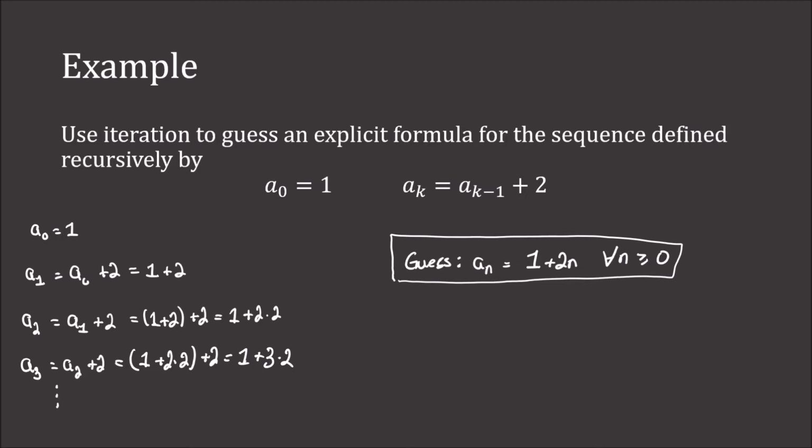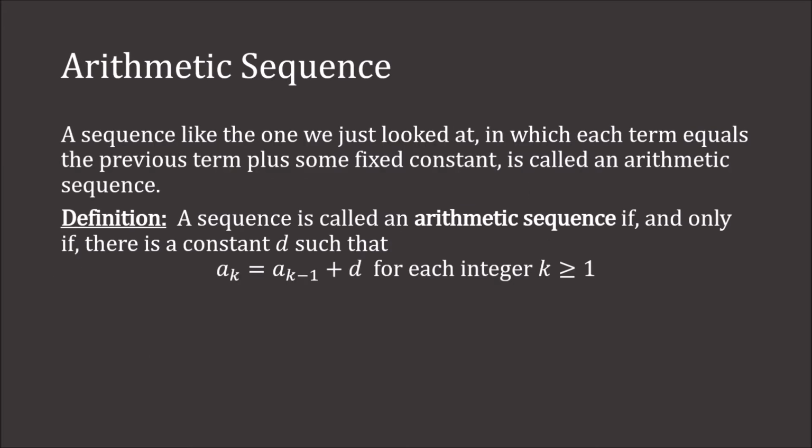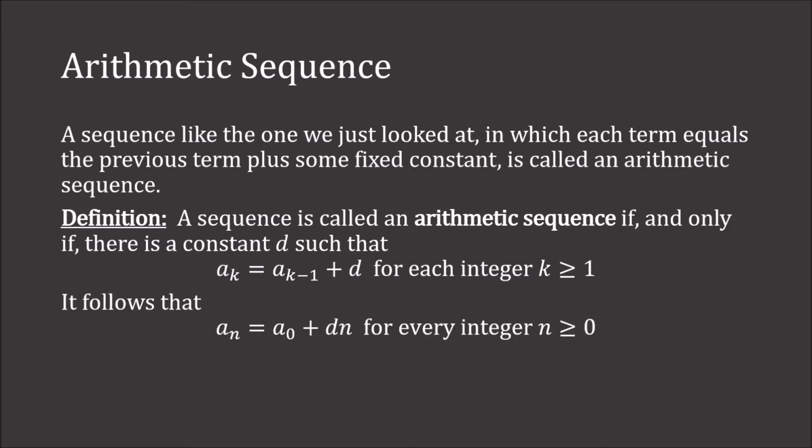Right, so the key to iteration is pattern recognition. So this type of sequence, in which each term is equal to the previous term plus some fixed constant, is known as an arithmetic sequence. So an arithmetic sequence is of the form a sub k is equal to a sub k minus 1 plus d for each integer k greater than or equal to 1. It would then follow a sub n is a naught plus d times n for every integer n.